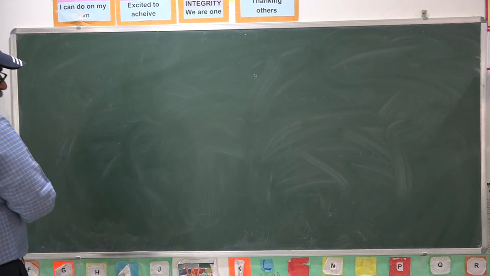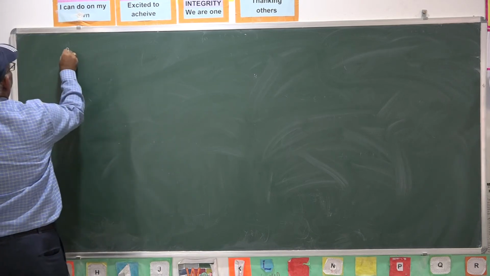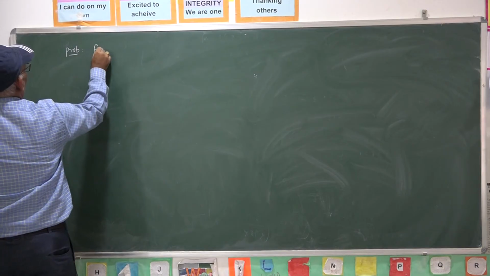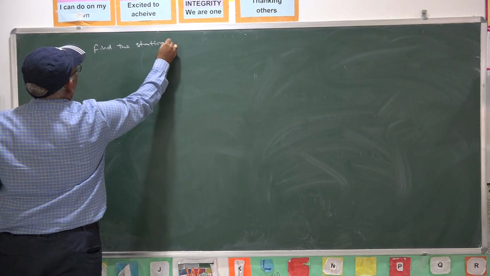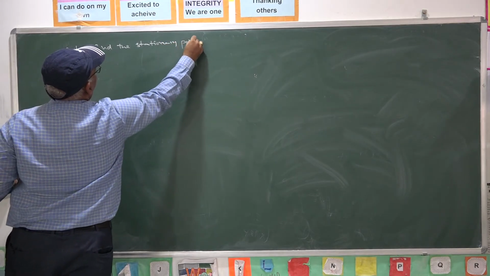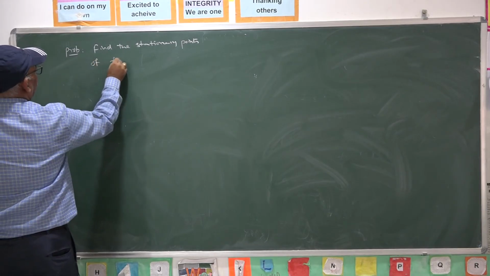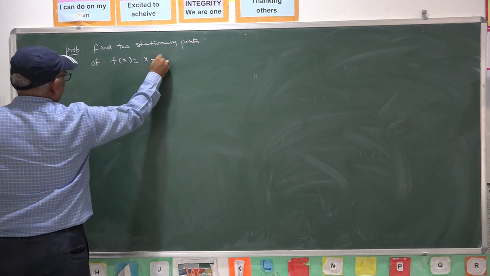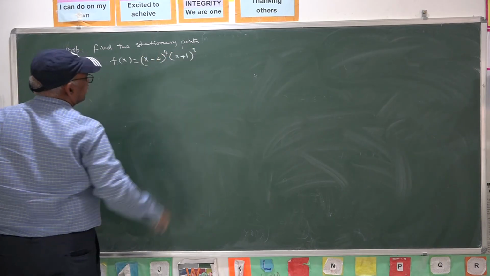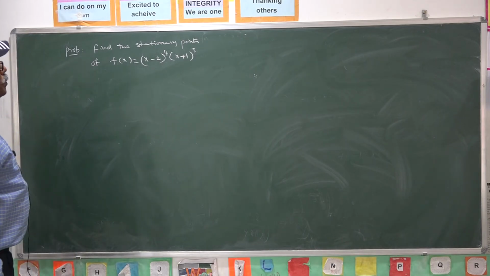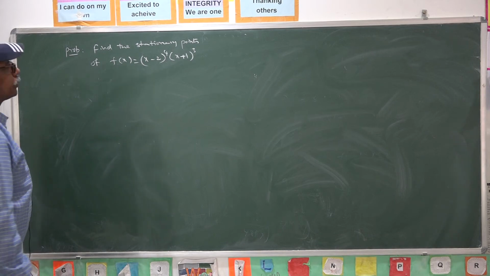Next one. Find the stationary points of f(x) equal to (x minus 2) whole power 4 and (x plus 1) whole cube.